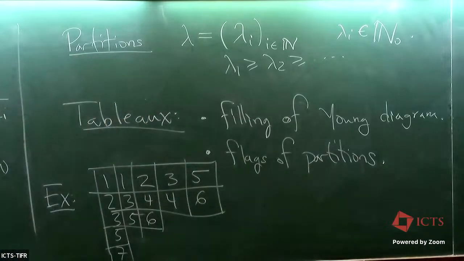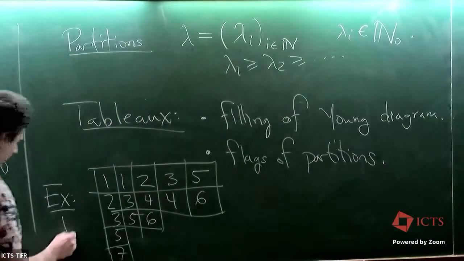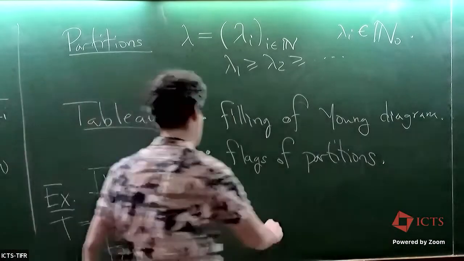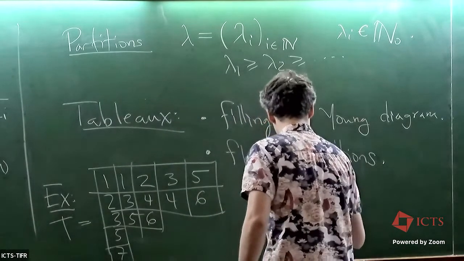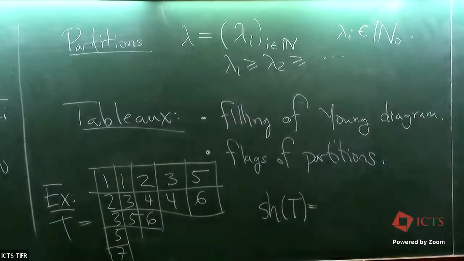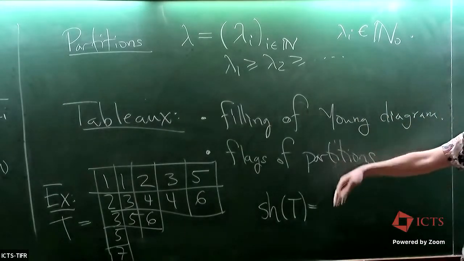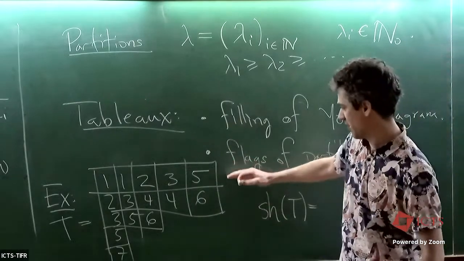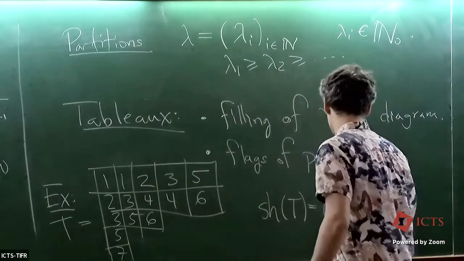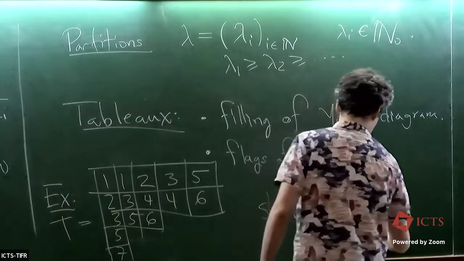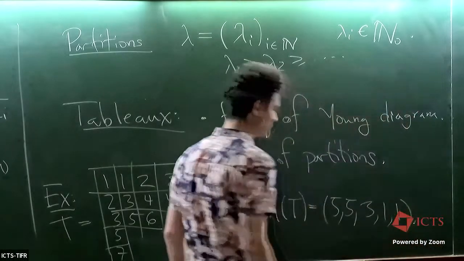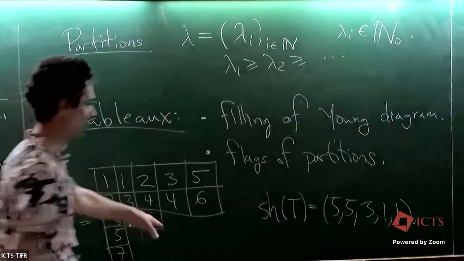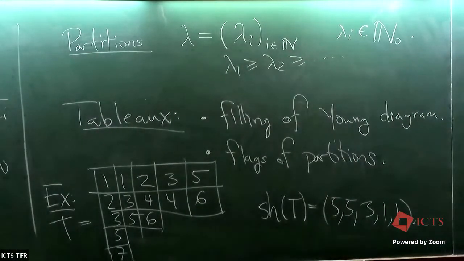Okay, so here's a Tableau. Let's call this T. And it has a shape. We talked about this last time, but I'm giving it a bit of notation here: sh. And that shape you read off from the corresponding Young diagram here. So that would be 55311. We'll come back to this tableau when we want to do some examples for the definitions I'm going to introduce.